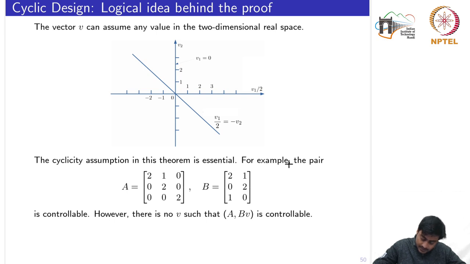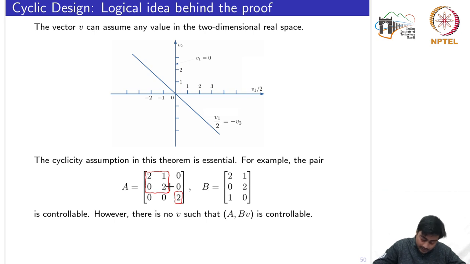We can take another example also. Let's take this pair as this one, which is a 3 cross 3 dimension, and B again contains two inputs. Now this A matrix has 3 eigenvalues located at 2. But it has two Jordan blocks with respect to one eigenvalue. So one block is this one, another block is this one. So here, although the pair A comma B is controllable, the matrix A is not cyclic.